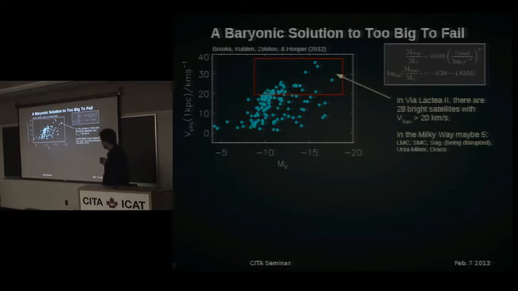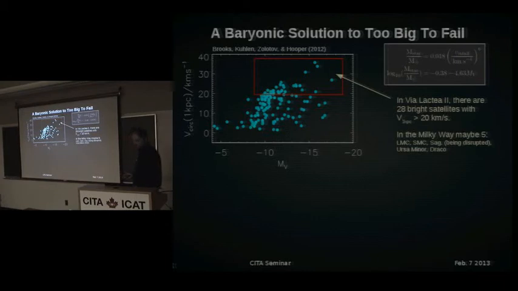So we just took from the literature a relation between the expected luminosity of dwarf galaxies and their mass, and converted the subhalo mass into velocity, that's what's shown here. And then this is the circular velocity at 1 kiloparsec. And in this red box, the Via Láctea simulation has 28 satellites in this region. Whereas in the Milky Way, there's 5: LMC, SMC, Sagittarius, which is in the process of being disrupted, Ursa Minor, and Draco. And this is complete because we're talking about fairly bright systems. So there could be maybe one or two hiding behind the Milky Way plane. But it's not like these are faint, low surface brightness galaxies that we just haven't detected yet. These have been known for quite a long time. So this is essentially the too big to fail problem.